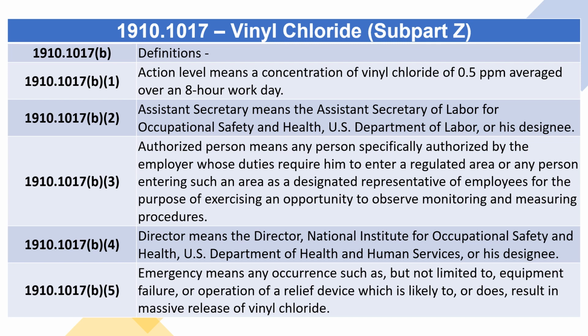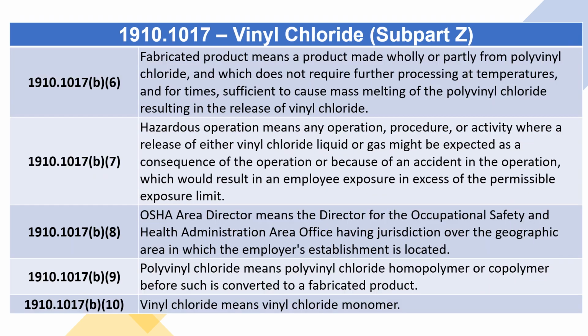1910.1017, B5. Emergency means any occurrence such as, but not limited to, equipment failure, or operation of a relief device which is likely to, or does, result in massive release of vinyl chloride. 1910.1017, B6. Fabricated product means a product made wholly or partly from polyvinyl chloride, and which does not require further processing at temperatures, and for times, sufficient to cause mass melting of the polyvinyl chloride resulting in the release of vinyl chloride.